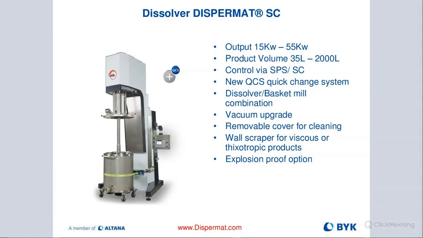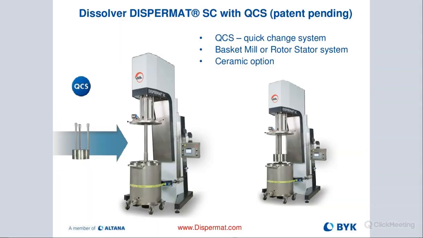And the quick change system, again, I talked about it earlier, is available and allows you to seamlessly move from a dissolver over to a basket mill. So they're very, very quick change systems. I can move from a disperser to a basket mill in about 3 minutes. I can move from one to the other. So I only need one piece of machinery for my entire dispersion and milling process instead of buying multiple pieces of equipment. So that's a big advantage.